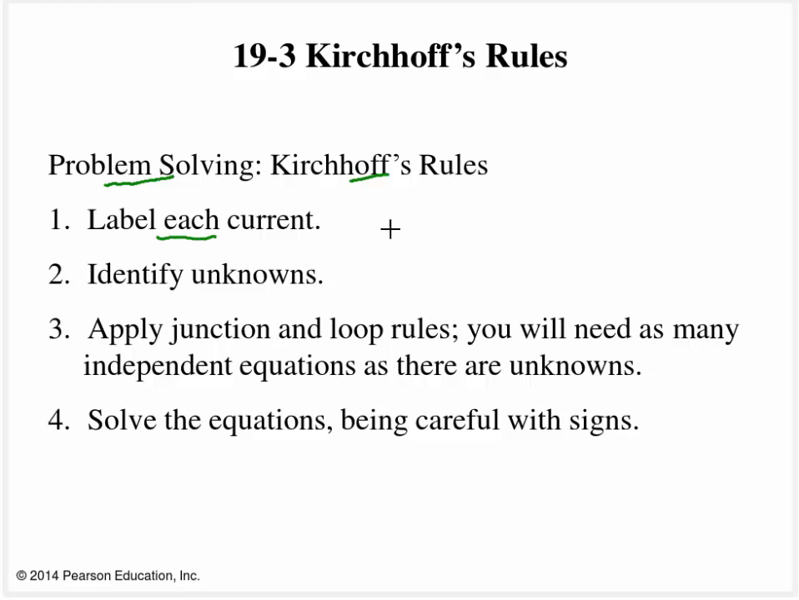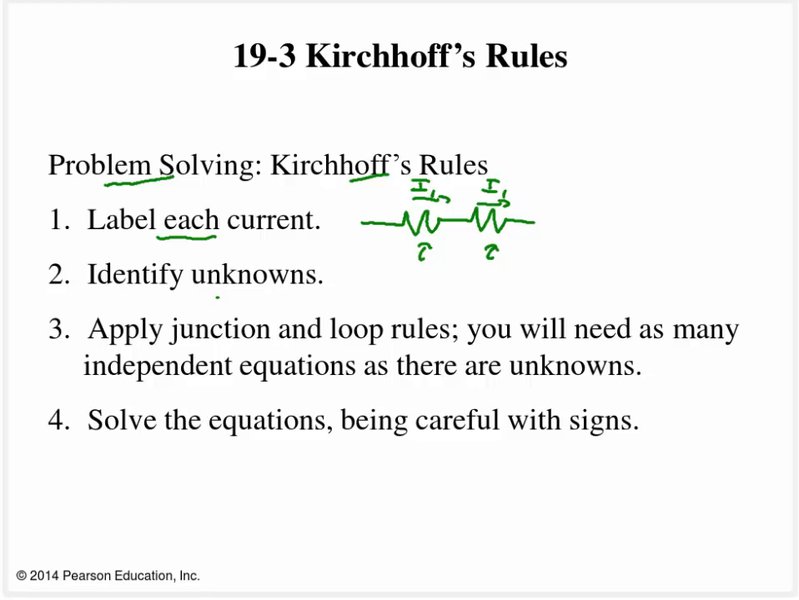First thing you want to do is label each current, keeping in mind that the strongest battery is going to determine the direction of the current. And something else to keep in mind is if you have resistors that are in series, you can say that this is going to be current 1 and this will also be current 1. You don't have to say that this is current 1 and this is current 2 because they're in series. You know that it's going to be the same current.